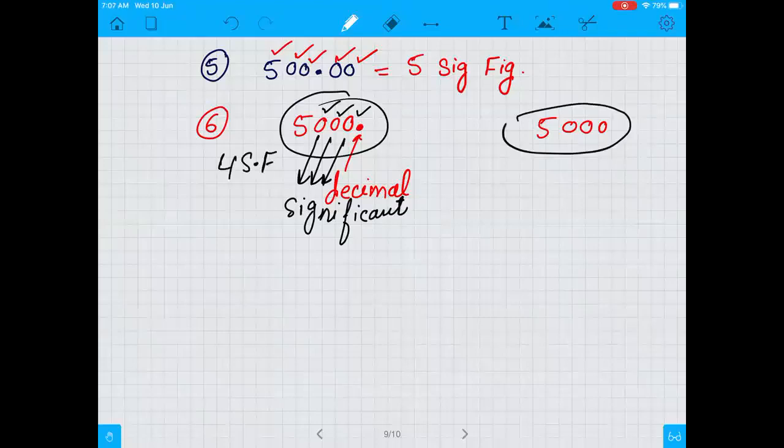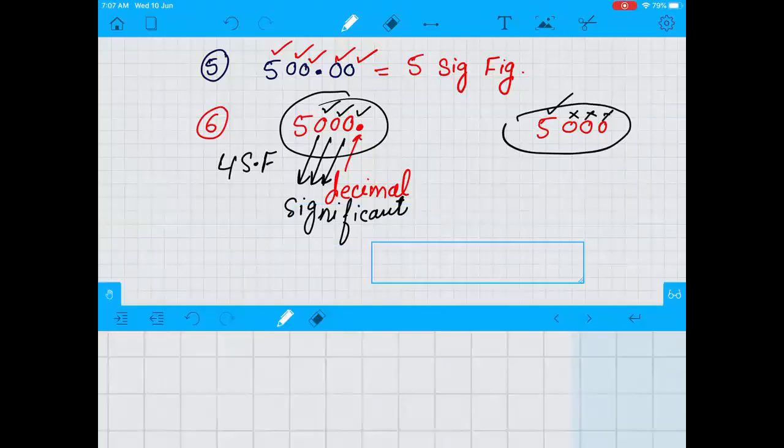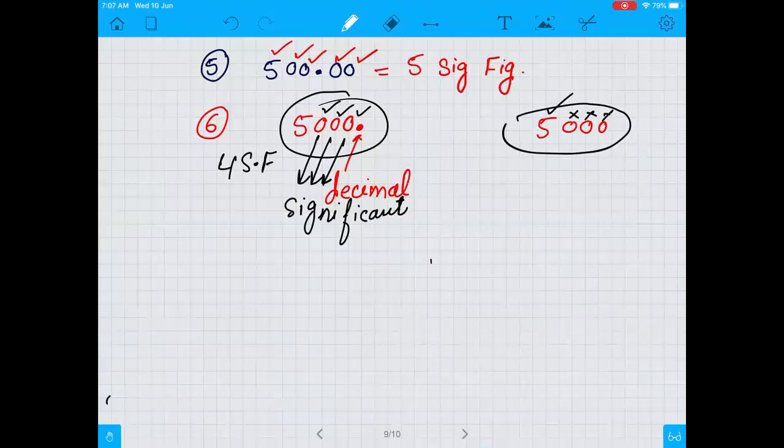And in this number, these zeros are not significant. They were not given by the instrument. Only 5 was given by the instrument. So when the number has no decimal point, the zeros which are present, they were not given by the instrument. And as a result, this number has obviously 1 significant figure. So these are common rules for significant figures.